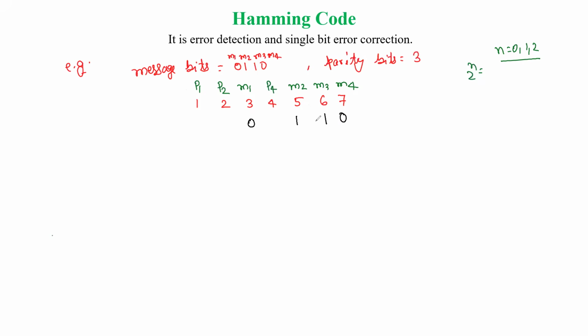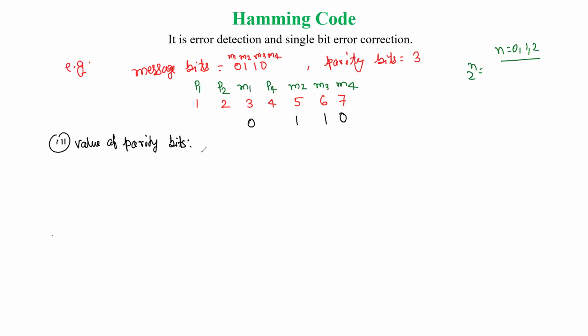Now we have to decide the value of the parity bits. We can't randomly write parity bits as 0 or 1, so we need to decide their values. That is the third step: finding the value of the parity bits. When we talk about parity bit values, we have two concepts: either even parity or odd parity. In the question, it is generally given whether you have to follow even parity or odd parity.